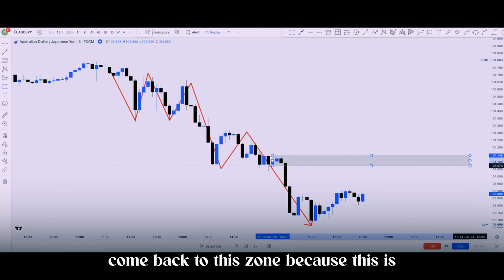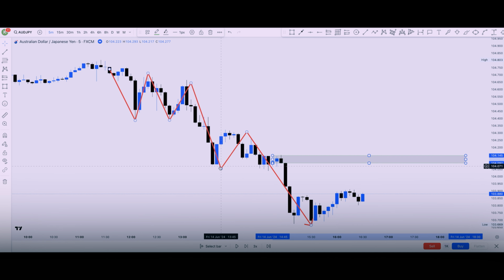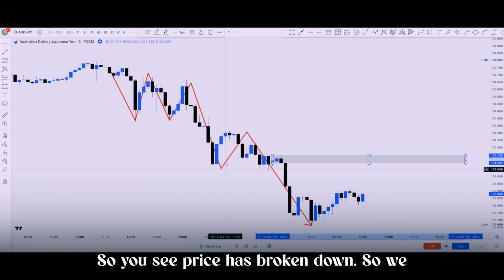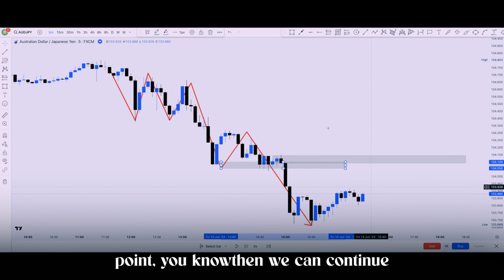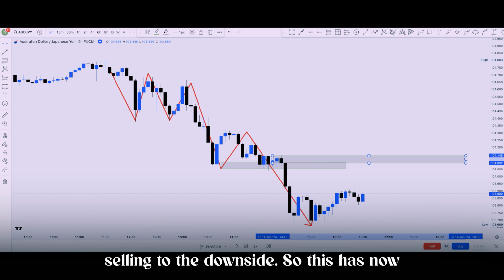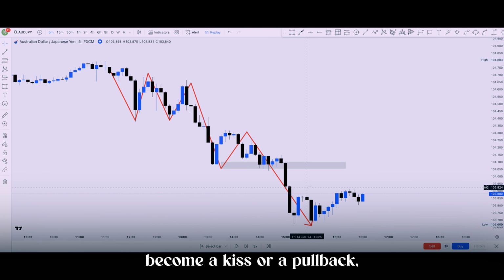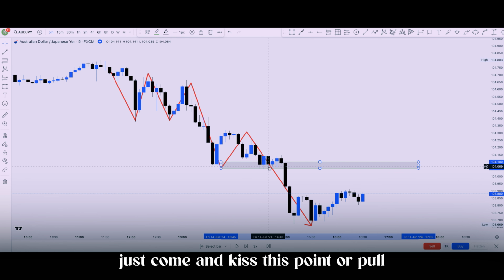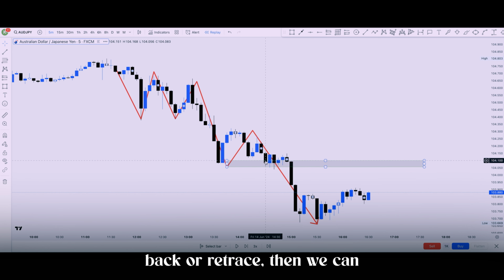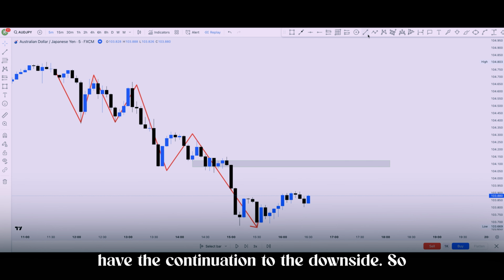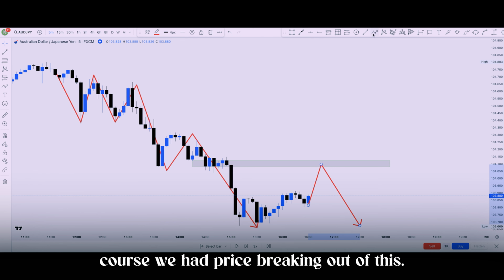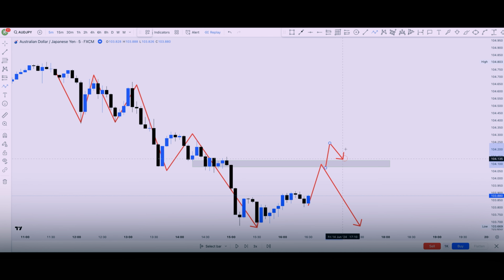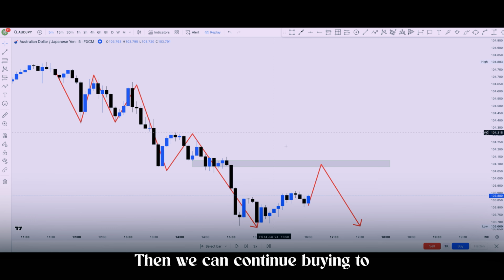So we are expecting price to come back to this zone, because this is our point where, when price has broken, we can look for a key zone. So you see price has broken down, so we are looking for price to retrace to this point, then we can continue selling to the downside. So this has now become a kiss or a pullback. We are waiting for price to come and kiss this point, pull back or retrace, then we can have the continuation to the downside. So we should be expecting something like this, unless of course price breaks out of this zone, then we can continue buying to the upside.